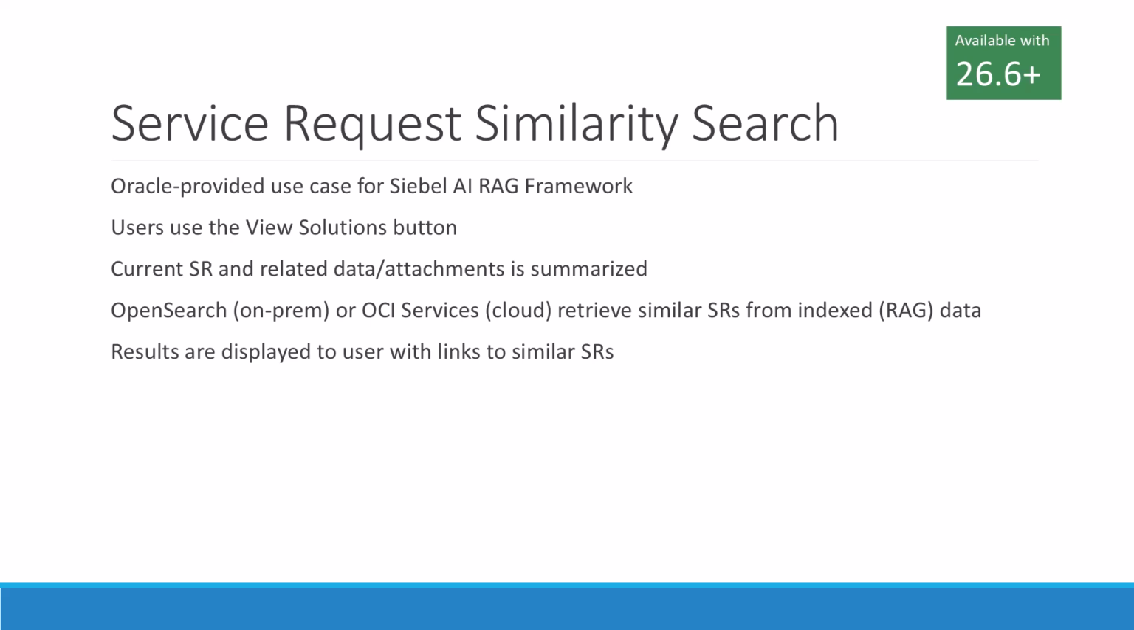Oracle also ships a new AI use case that depends on the new RAG framework. Service Request Similarity Search allows users to find SRs that are similar, using the current SR's data and related records, including attachments to conduct a semantic search across the indexed and vectorized data. In the official documentation, Oracle does not hold back with strong guidance around data security. RAG does not automatically enforce Siebel data access control, so only properly authorized data should be indexed and exposed.